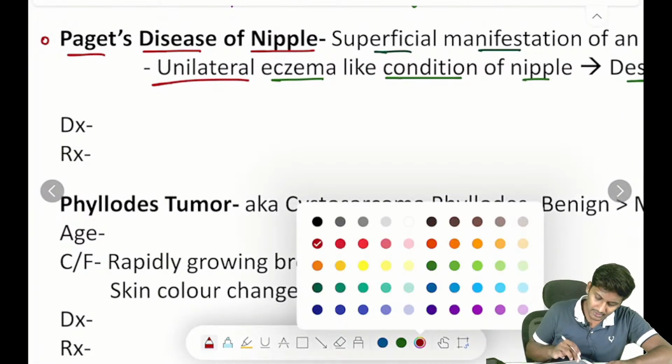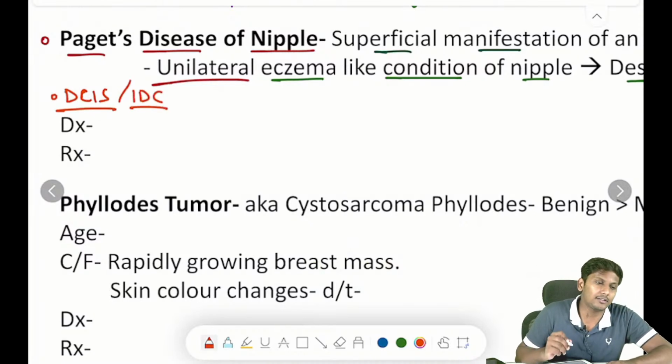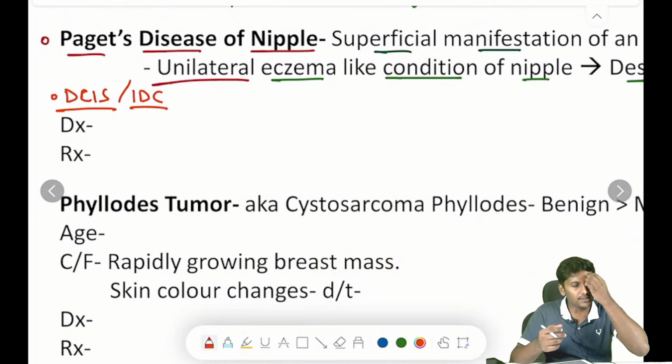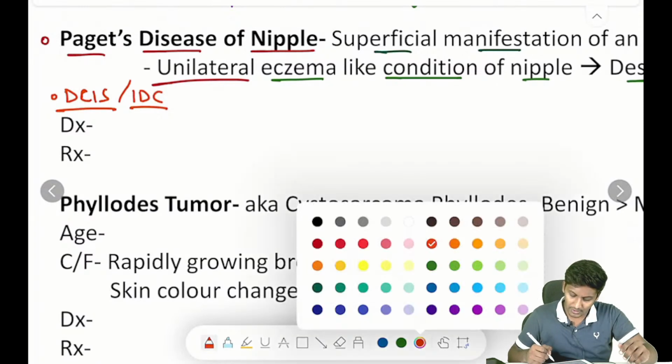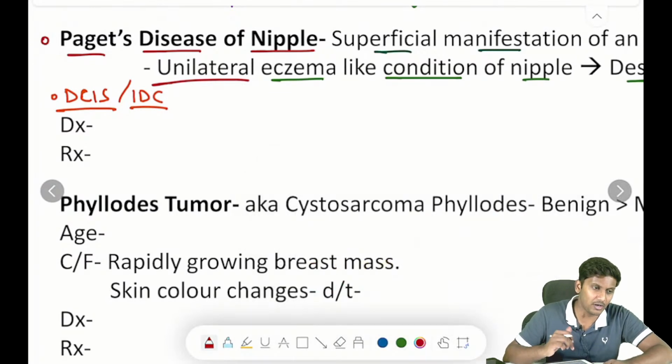The common malignancies associated with it are either DCIS, what is DCIS? Ductal carcinoma in situ, or an IDC, that is an invasive carcinoma, invasive ductal carcinoma. These are the commonly underlying malignancies seen in a patient of Paget's disease of nipple usually. Yes, CEA positivity can definitely help you to differentiate it from eczema.